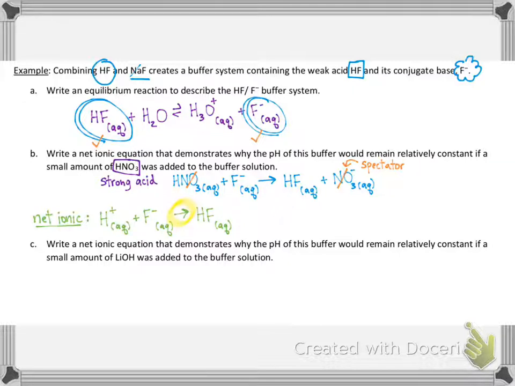Did you notice that these arrows are completion arrows? They are not equilibrium arrows because HNO3 is a strong acid, so this is 100% going to happen. It is going to go to completion. Okay, let's try another one.